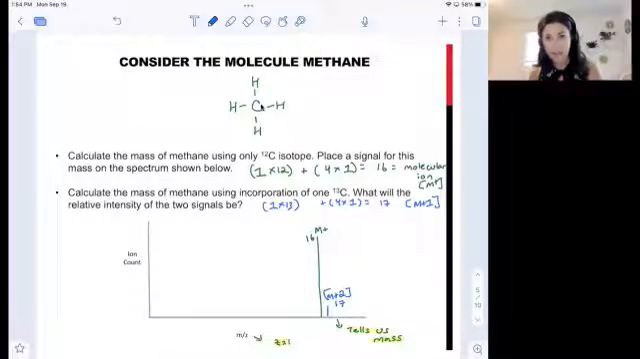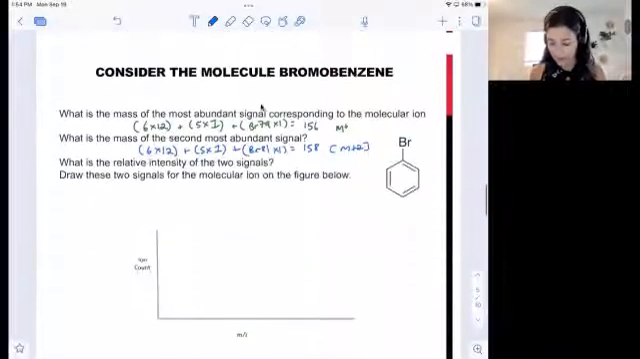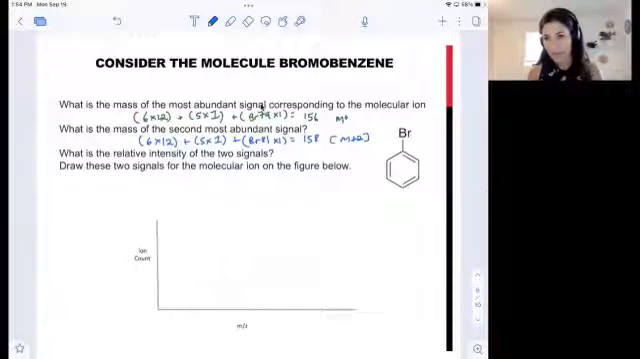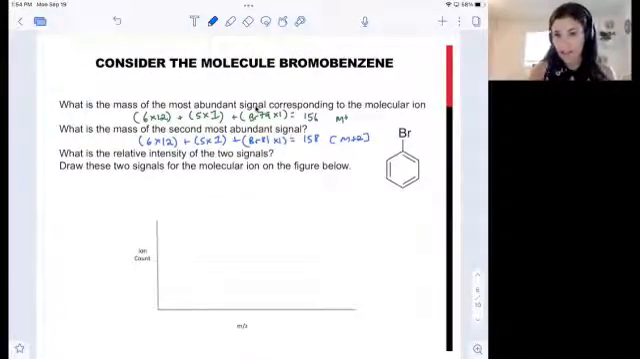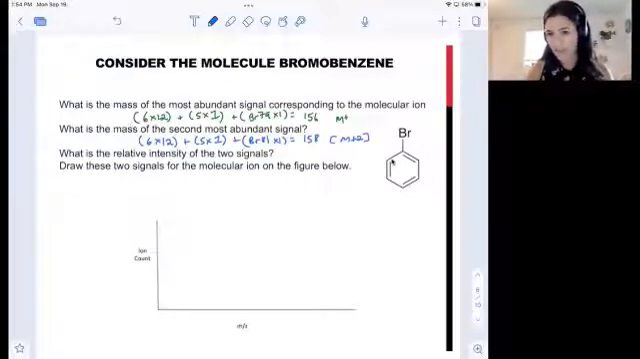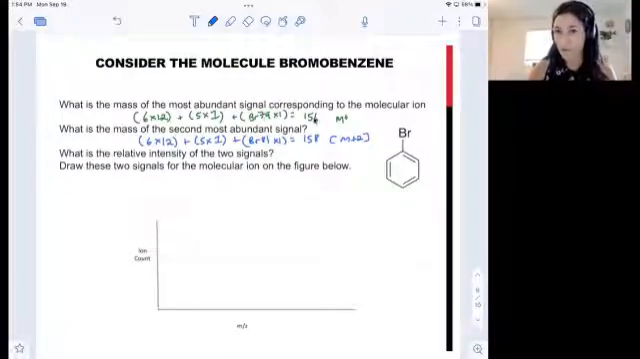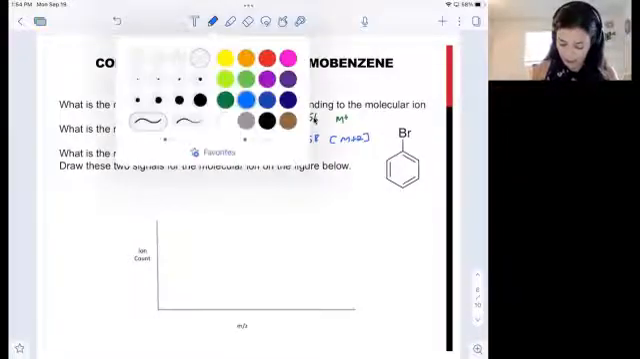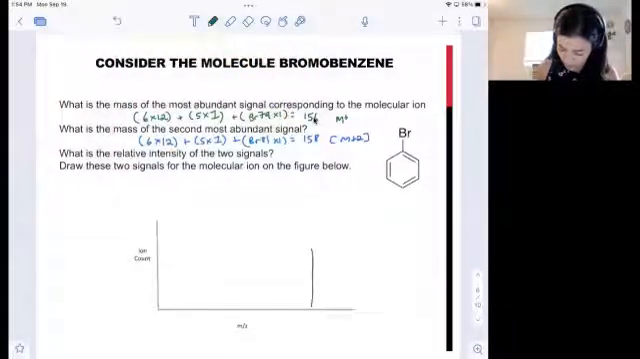So we could carry out the same analysis in predicting what we would see for a molecule that contains a bromine. This is bromobenzene. Following the same logic, I want to start by considering the mass obtained by having the most abundant isotope at each atom. 6 carbons, 5 hydrogens, and 1 Br79 give me an M+ of 156.